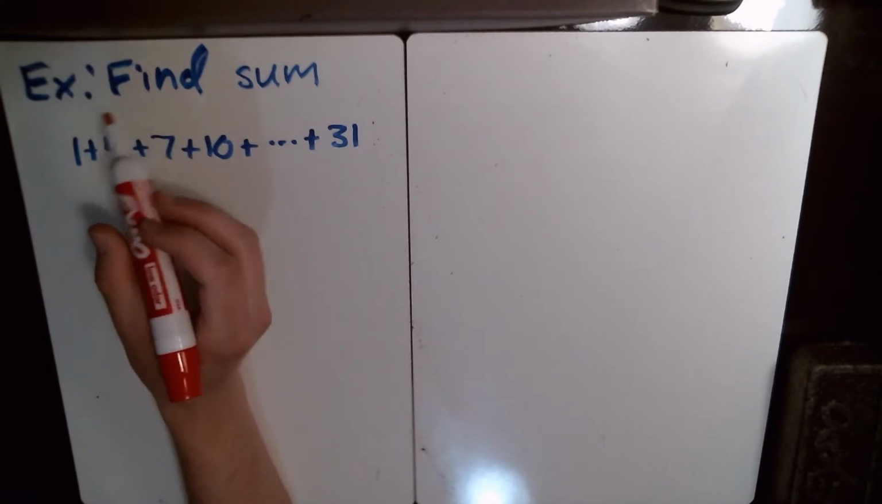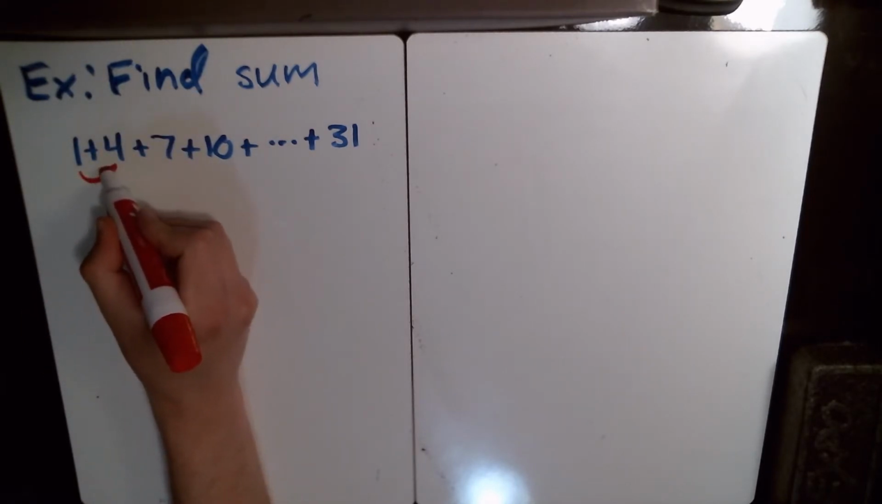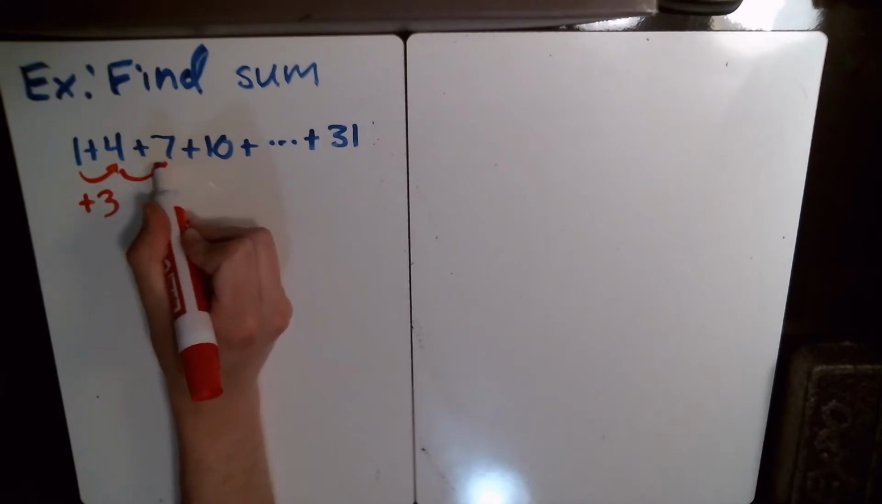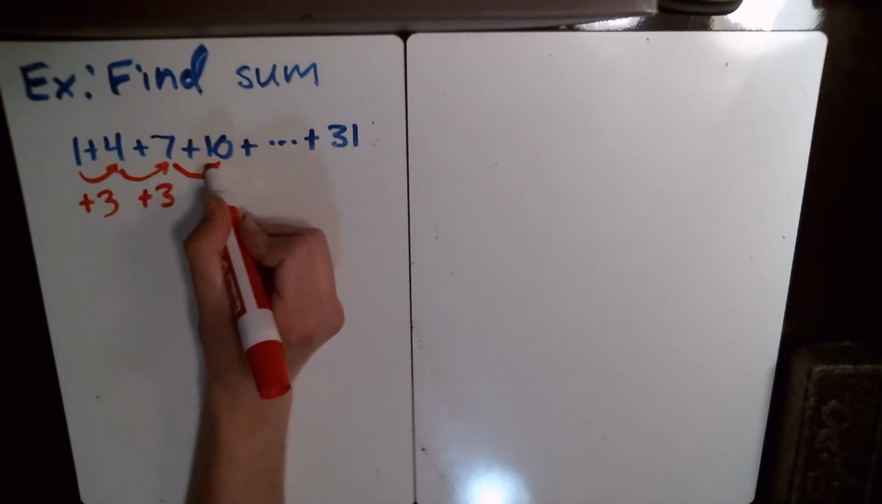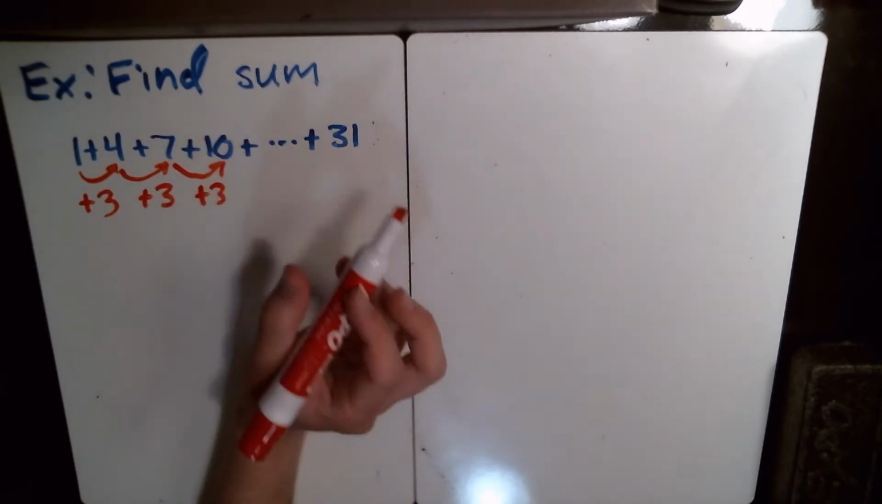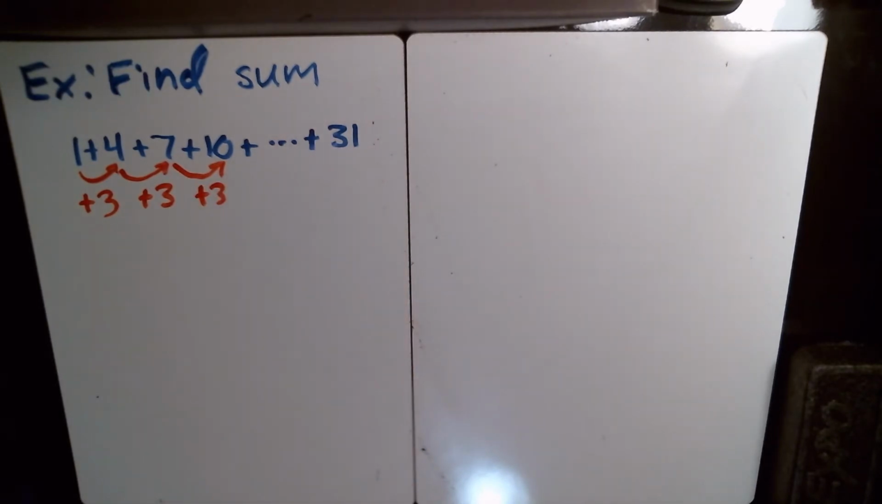And if you look here, the terms that you're adding up, what's happening between them? Between 1 and 4, you're adding 3. Then you're adding 3 from 4 to 7. And then from 7 to 10, again, we're adding 3. And so on, right? So every time we're adding 3 in this sequence, and so it's an arithmetic sequence of numbers that we're adding up.